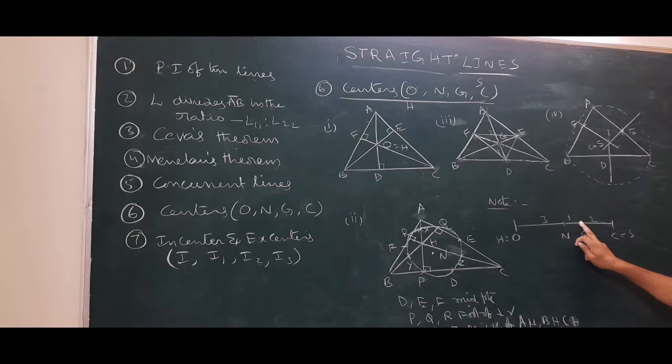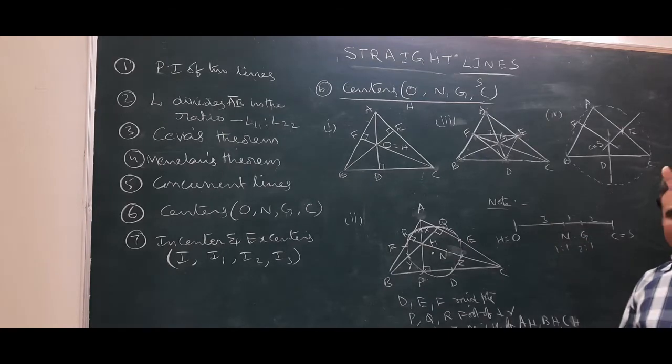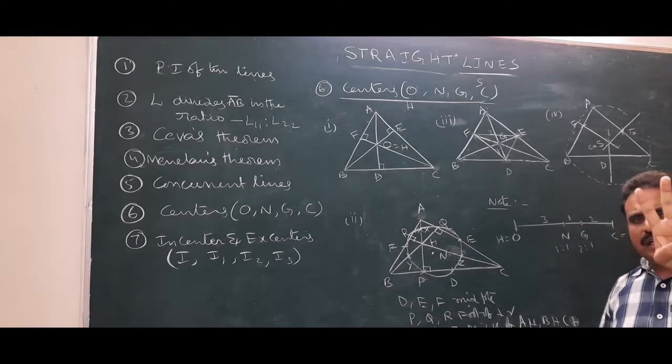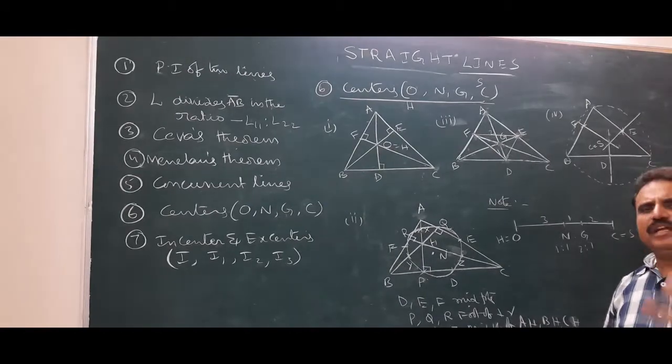The centroid divides this segment in the ratio 3 plus 1, 4 is to 2, that is 2 is to 1. G divides 2 is to 1, N divides 1 is to 1. So, in these 4 points, if any 2 points are given, we can find the remaining 2 points.